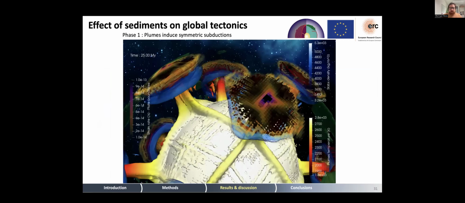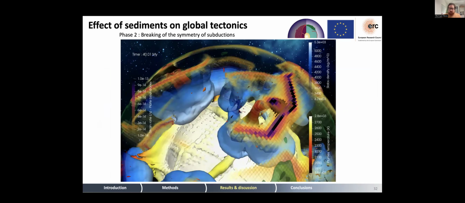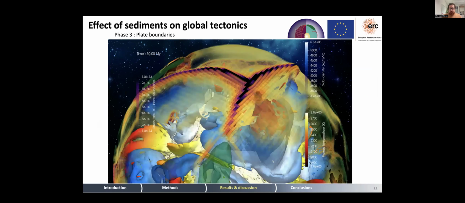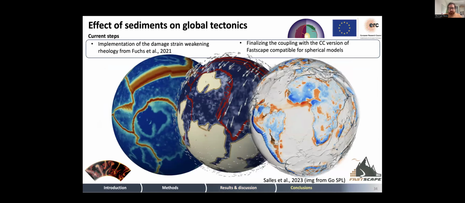And so what happened quickly over depth, we have the plume reaching the surface in this model and forming circular subduction here in blue. And then the strain localized along one side of the circular subduction until the strains connected together to form large plate boundaries. So this is still a work in progress.